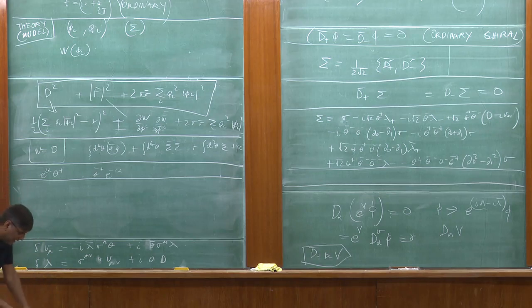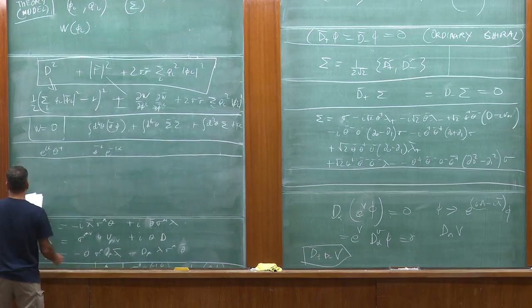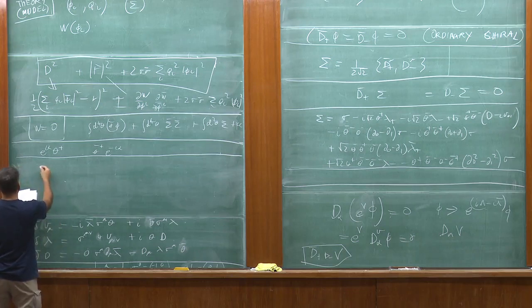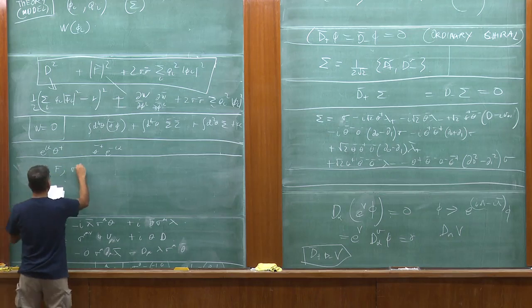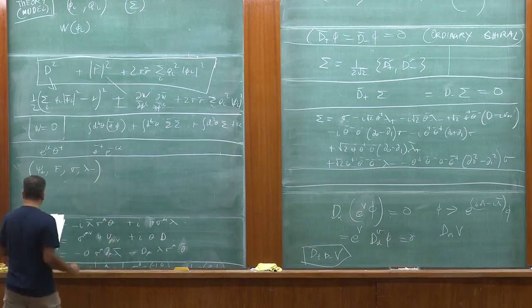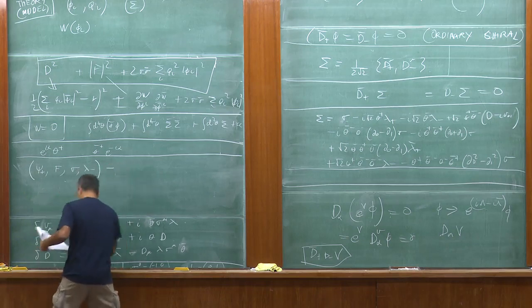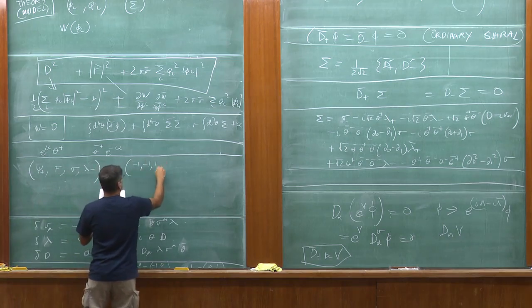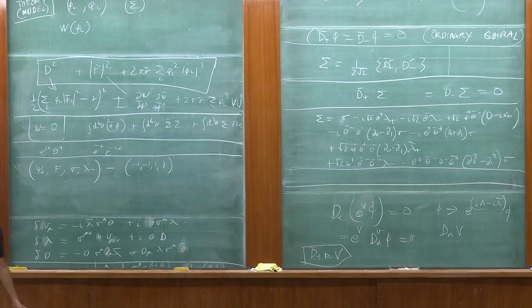Let's be completely explicit. Under one of these two symmetries, let's call it right moving, psi plus, f, sigma and lambda minus all have charges minus 1, minus 1, 1, 1. Let's see how this works.